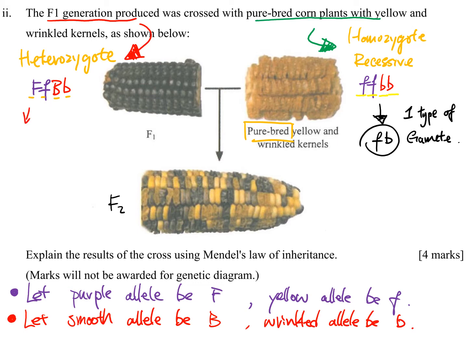The first type of gamete will be big F, big B. And the second type of gamete formed will be big F, small b. And then the third type of gamete formed will be small f, big B. And the last type of gamete formed will be small f, small b. Altogether, 4 types of gametes.